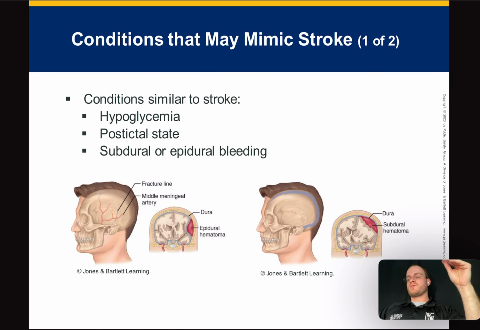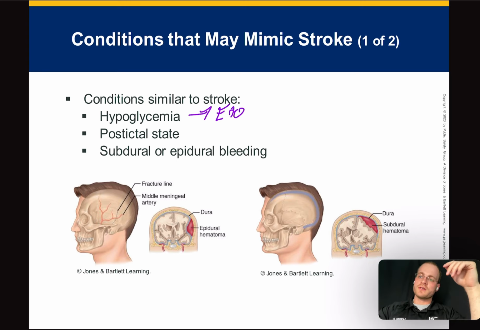Now, a condition similar to stroke is hypoglycemia. And conditions similar to hypoglycemia include alcohol, right? ETOH. If someone has low blood sugar, let me put it this way: if you think someone's having a stroke, you need to check their blood sugar.